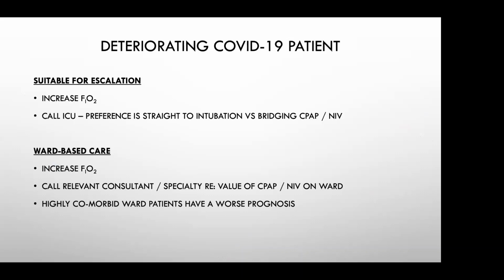If you've got a patient who's for ward-based care, there will be those patients who are suitable for a more advanced respiratory therapy like CPAP or NIV on the ward, and that decision should be made by an appropriate senior or specialty. There will be some patients who aren't for that level of escalation, and again, I wouldn't suggest protocols, but there may be some discussion surrounding whether they benefit from early palliation. Highly comorbid patients, in general, cardiac patients, poorly controlled diabetics, immunosuppressed patients, they generally have a worse prognosis.